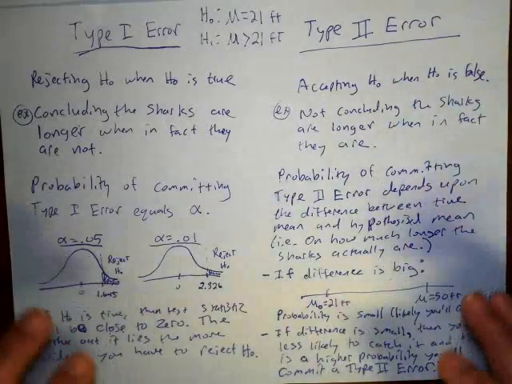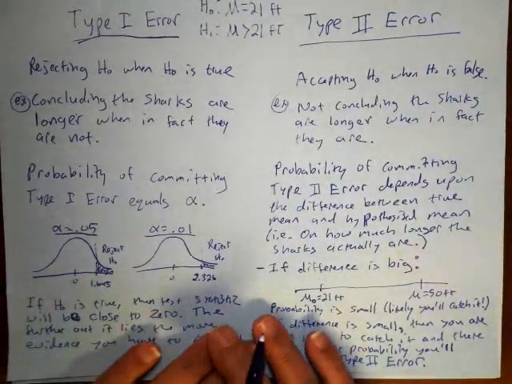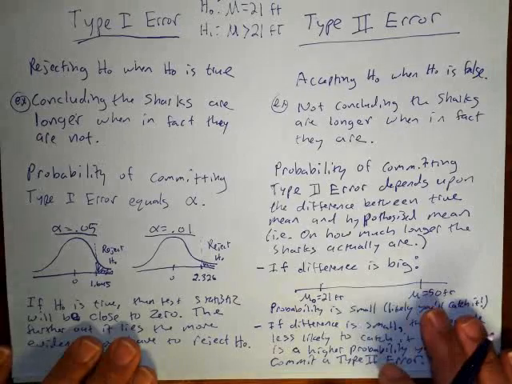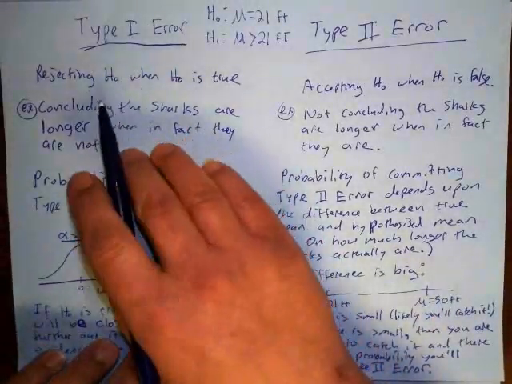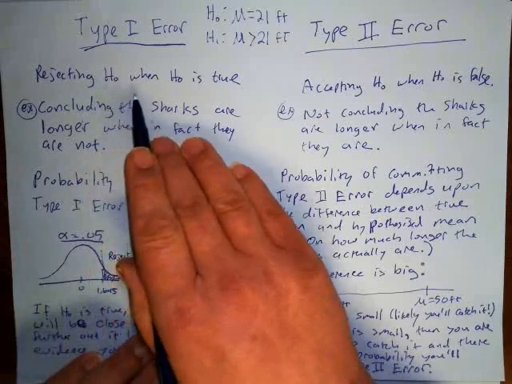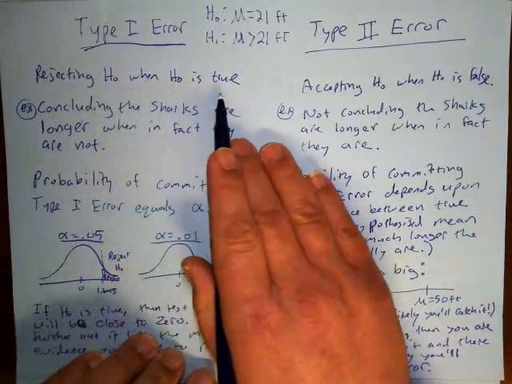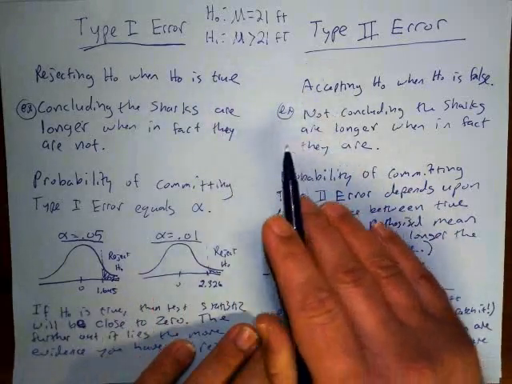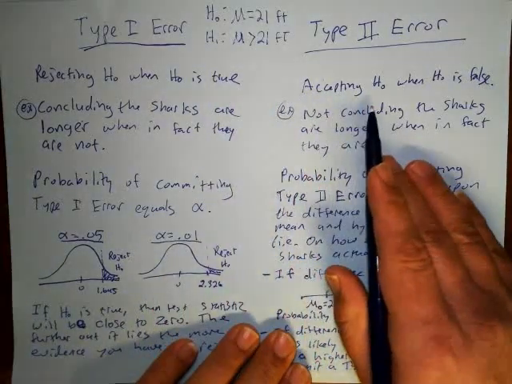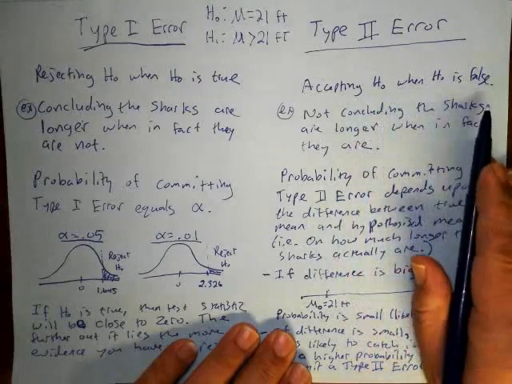In this video, we're going to talk a little bit more about the type 1 and type 2 errors. So first, let's look at the definition. A type 1 error is rejecting H0 when H0 is true. Now, the type 2 error is kind of the opposite of that. It would be failing to reject H0 when H0 is false.